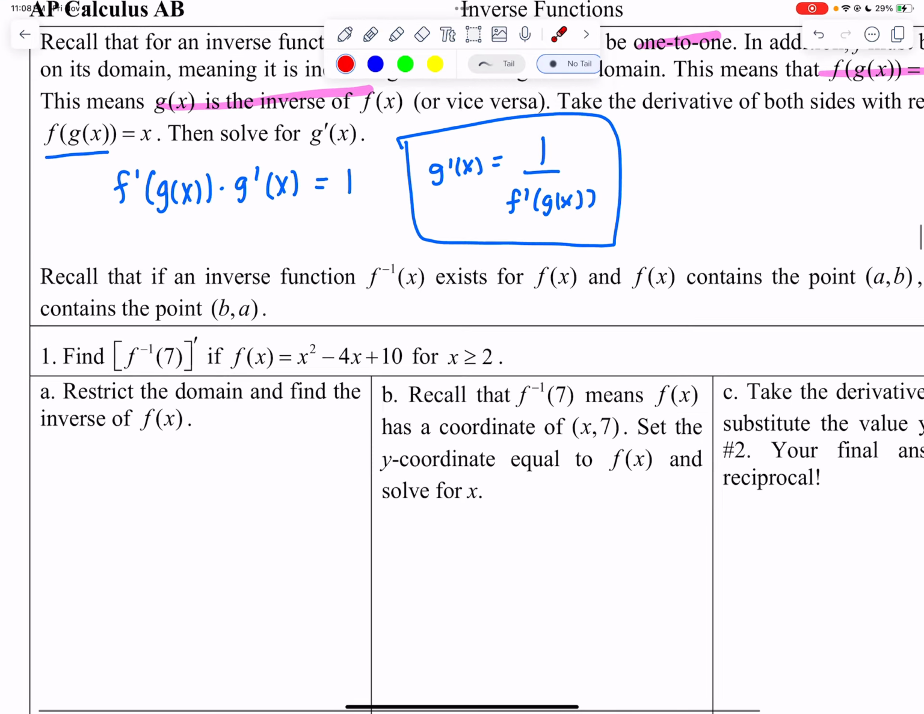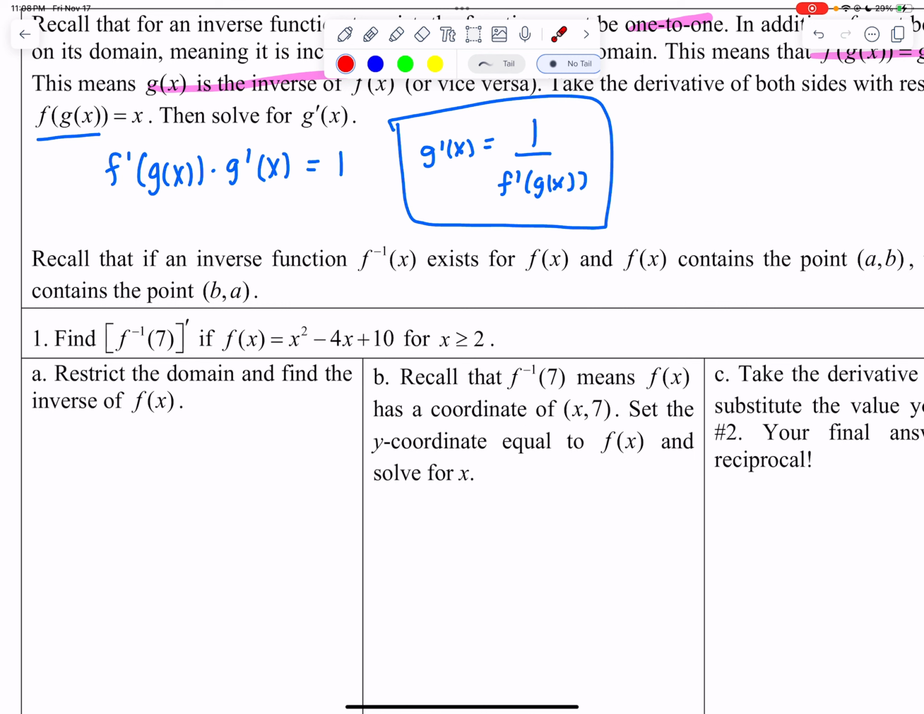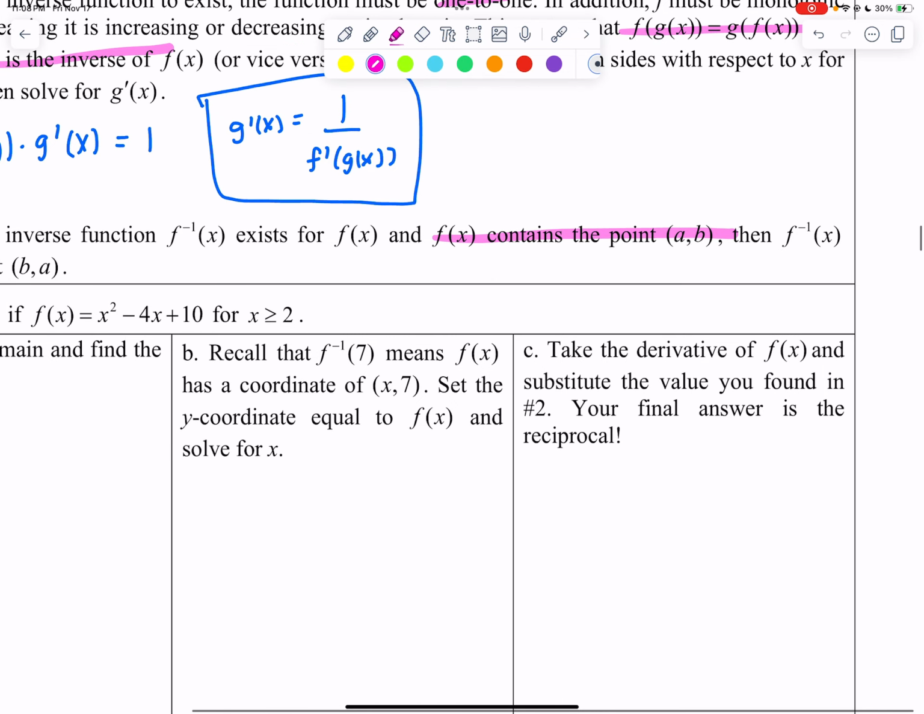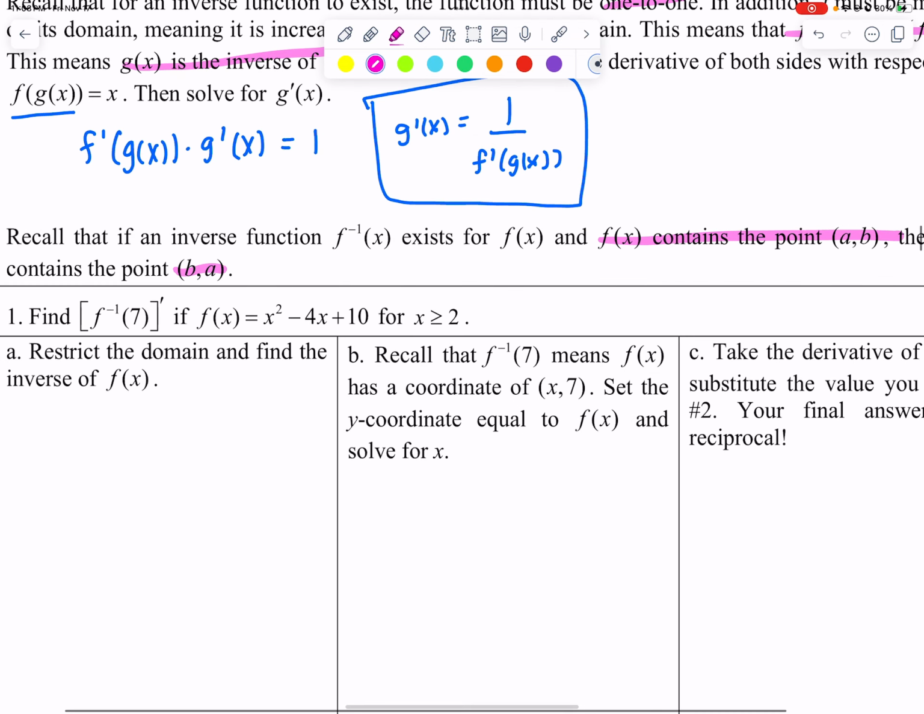And in addition to that, we're going to recall that if f of x contains the point (a, b), then the inverse of f, in this case g of x, will contain the point (b, a), because it is a reflection across the line y is equal to x.